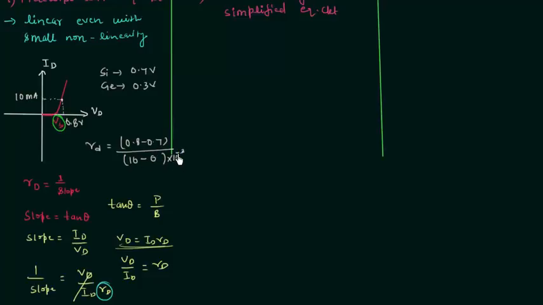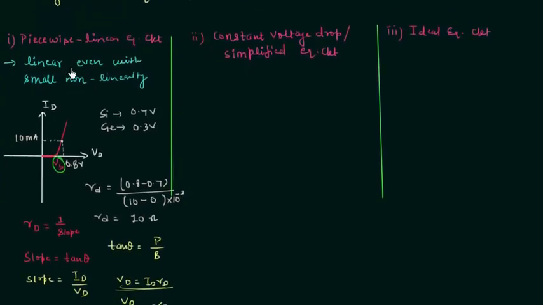10 raised to power minus 3 for milliamperes, and when you solve this you will find the diode resistance is equal to 10 ohm. So this is how you can find out the diode resistance in case of piecewise linear model, and this is all for this first model. Now we will move to constant voltage drop model or simplified model.